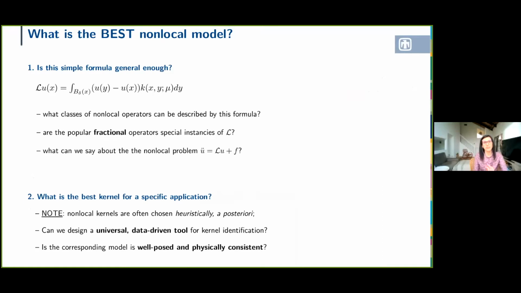I presented this very simple formula for a non-local operator, but one may ask, is this formula general enough? Can we use this formula to describe a large class of non-local operators, or are the popular and well-known fractional operators part of this class of operators described by this formula? Once we decide that this is the formula we want to go with, the next question, as I just said, is what is the best K? Given a physical system, how can we pick K?